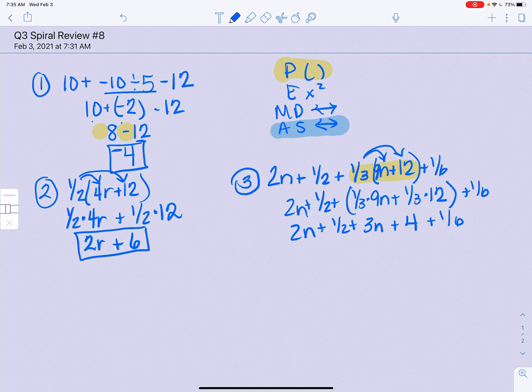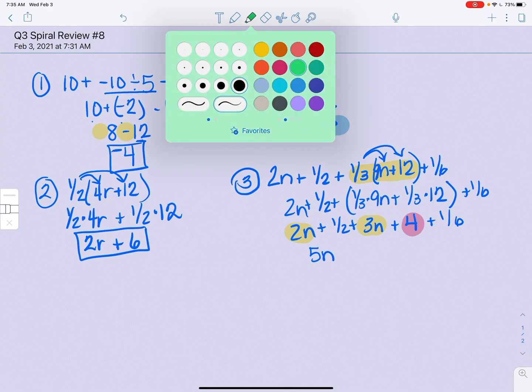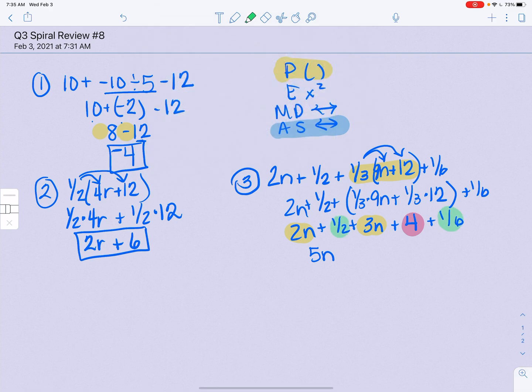All right, now we are combining like terms. So the like terms that I see are 2n and 3n. That makes 5n. The next like terms that I will see are, the 4 is just normal, and then the other two like terms are these fractions. Theoretically, I can combine all of those, but because those are fractions, I think about them a little differently. So I'm going to do plus 4 plus 1/2 plus 1/6.